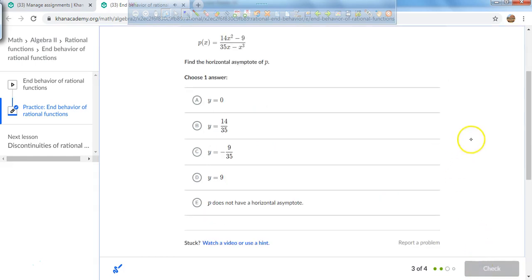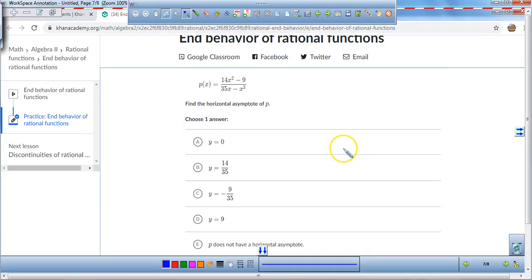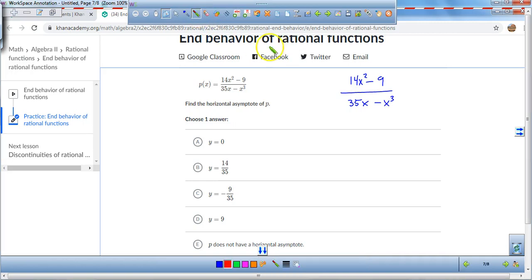Let's move on to our next question. In this particular question, you will notice that we have an x squared up in the numerator and we have an x cubed down in the denominator. If you look at (14x squared minus 9) over (35x minus x cubed), the only thing I'm worried about is this power and this power.